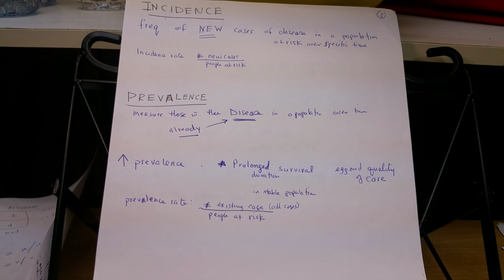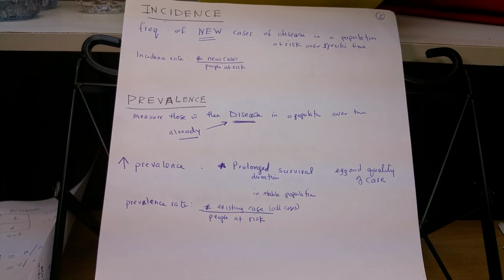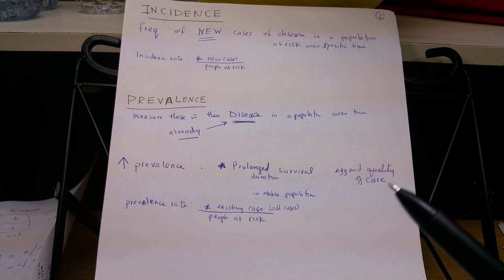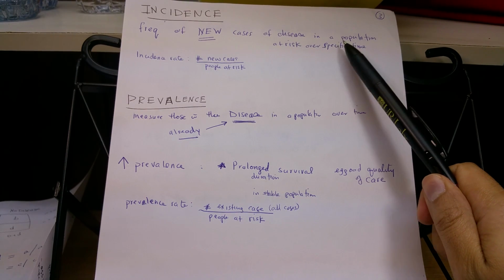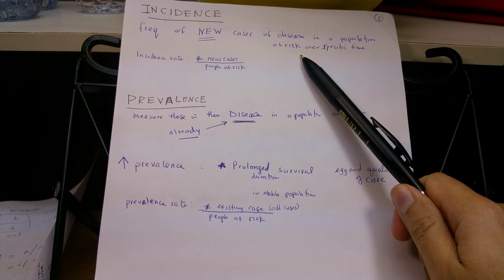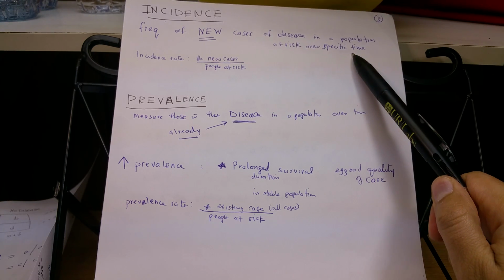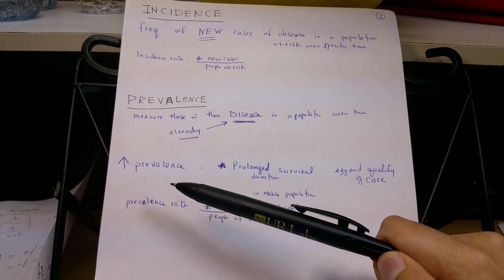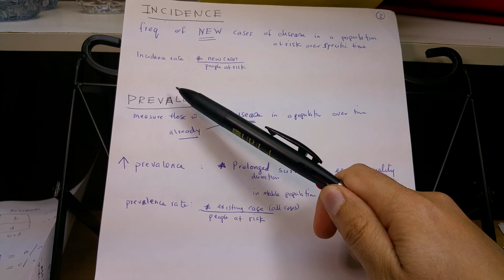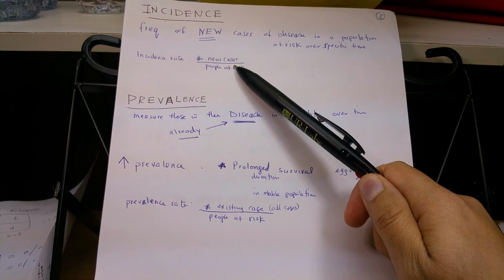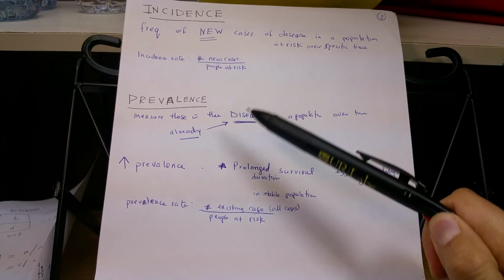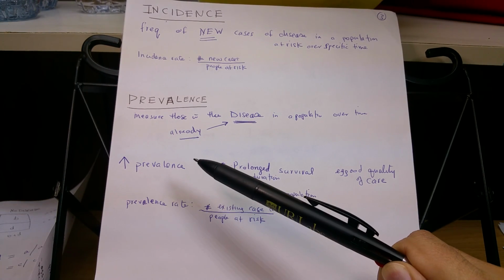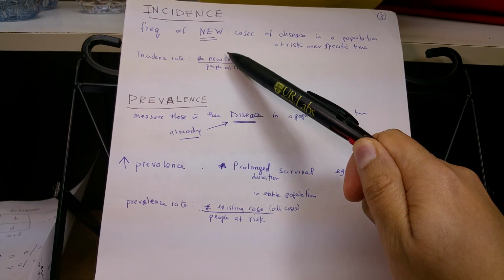Let's look at the incidence. What's the incidence? The incidence is the frequency of new cases of a disease in a population at risk over a specific time. So the incidence rate is the number of new cases in the population at risk in a period of time. It looks at new cases.